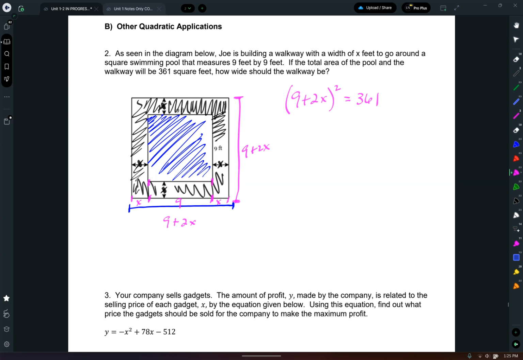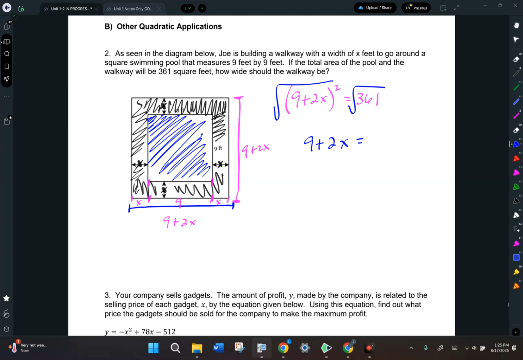Okay. So what would be the smartest way to solve this? Well, I could square it out, set it equal to 0 and factor, but why don't we just start by taking the square root of both sides and see what happens? So if I take the square root of both sides, on the left, I just have 9 plus 2x. On the right, square root of 361. Again, you can use your calculator, but I think that just comes out to be 19.